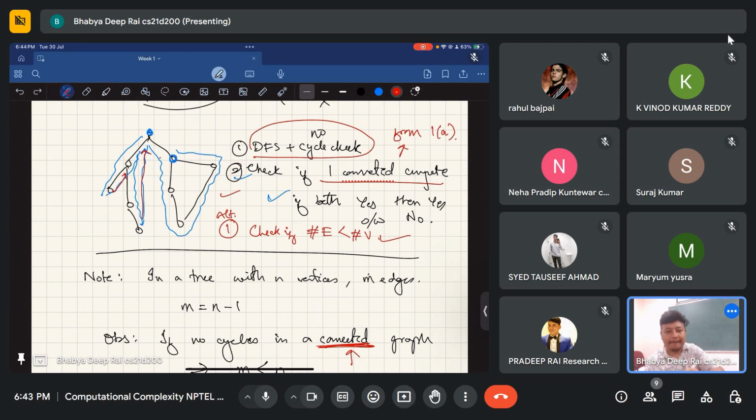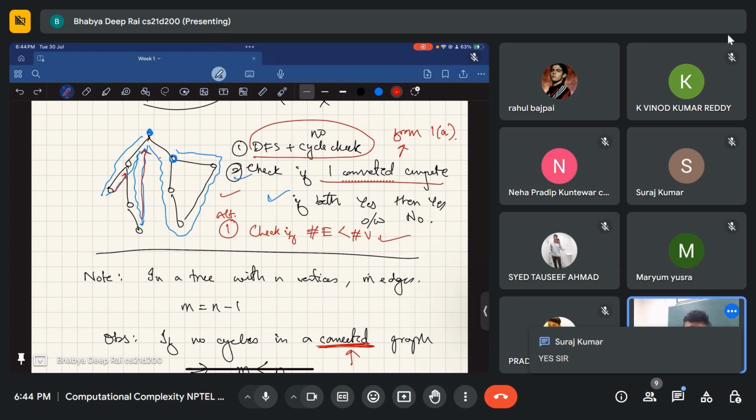Okay, good. So is it clear, everyone? Yes. Okay, good. Vinod and Rahul also, I think it's clear. And Syed and Pradeep, Mariam also. Please let me know if there are any questions.